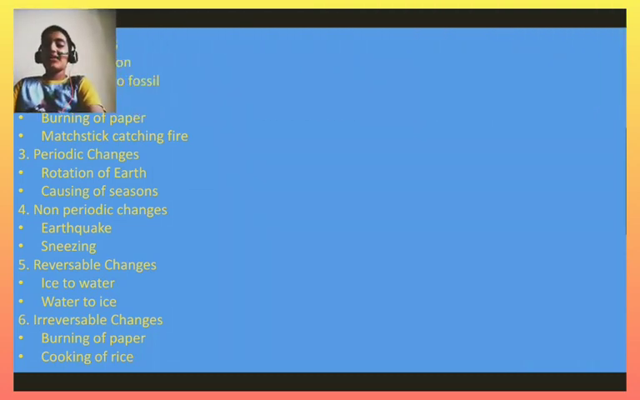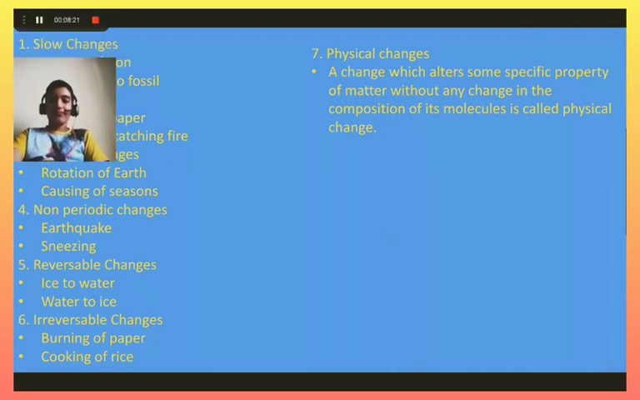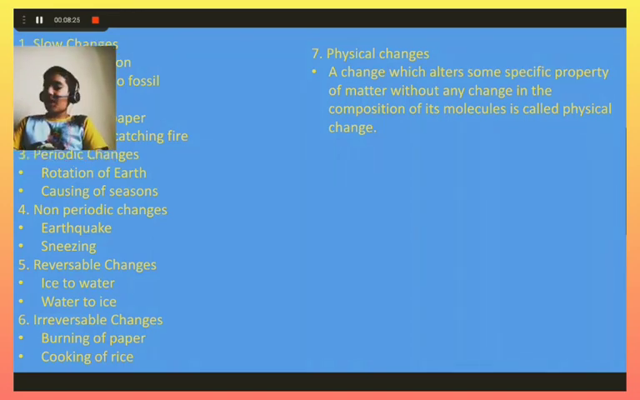Now the main part, the physical and the chemical changes. Okay. The physical changes. A change which alters some specific property of matter without any change in the composition of its molecules is called a physical change. Physical change is also equal to reversible changes. It can be reversed. And also, the mass is not changed. Mass is the same, and the thing is also the same.